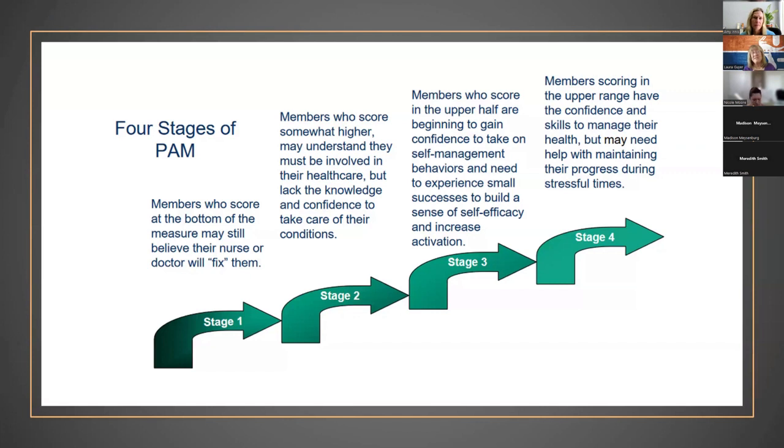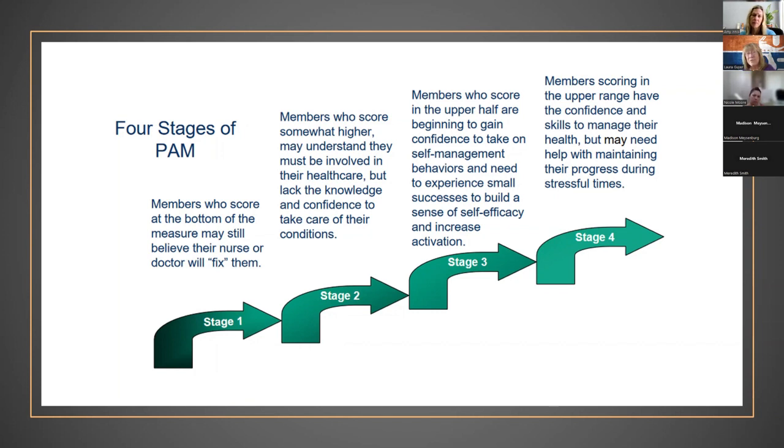So the 4 stages of PAM. In stage 1, which is the lowest level of activation, people who score in stage 1 are at the very bottom, and they are very dependent, believing that the nurse or the physician is going to fix them. Those who are in stage 2 or level 2 are going to understand that they need to be involved, but they're going to lack the knowledge and or confidence to self-manage their conditions.